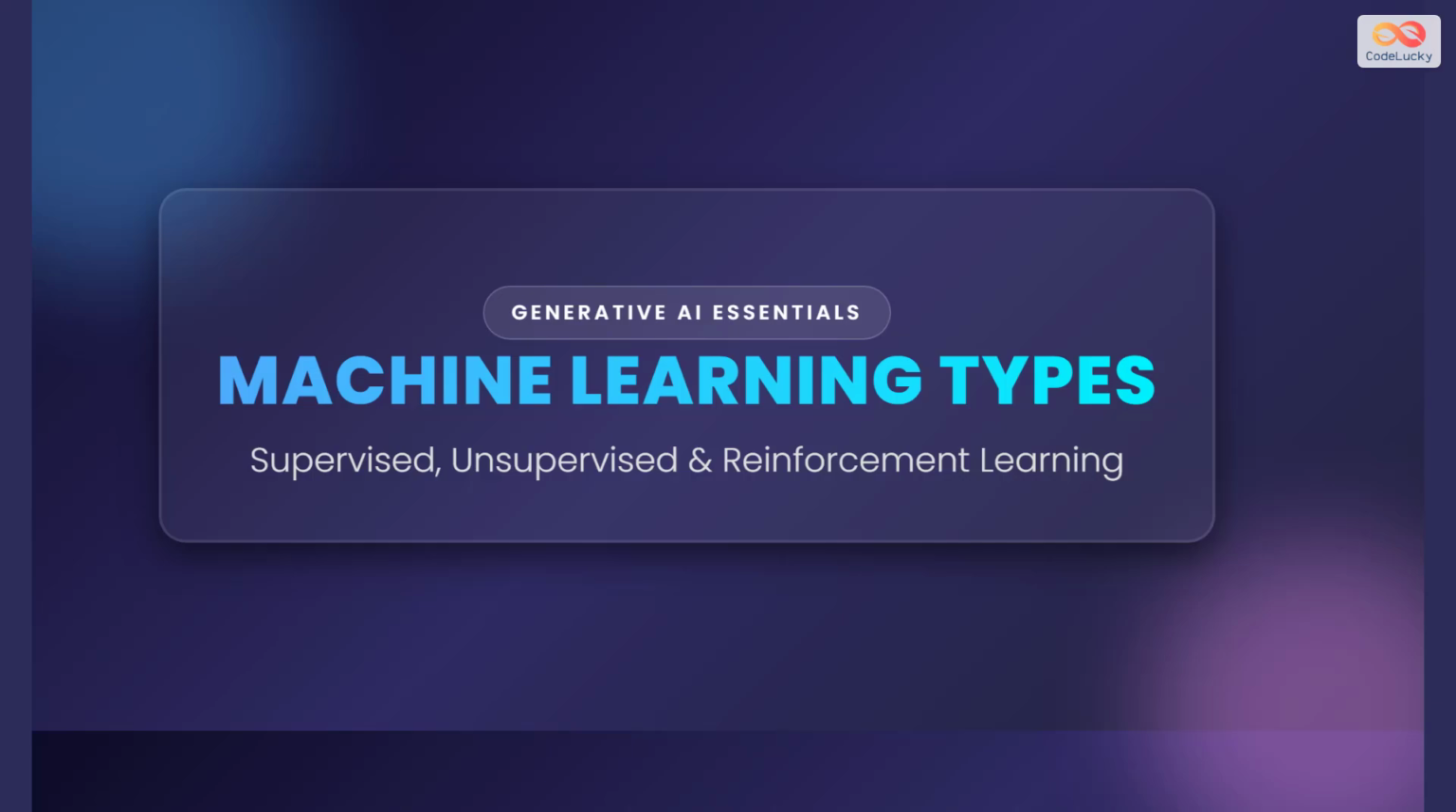Today, we are breaking down the engine that powers modern artificial intelligence. Have you ever wondered how ChatGPT learns to speak, or how an image generator knows what a cat looks like? It all comes down to three main ways machines learn. We are going to explore supervised, unsupervised, and reinforcement learning, and see exactly how each one fits into the world of generative AI.